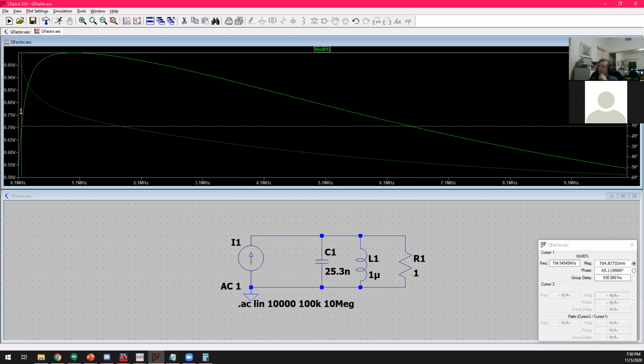Roughly, so that's 154 kilohertz. And on the other side, it is roughly 6.4 megahertz. So the bandwidth is roughly 6.5 megahertz.